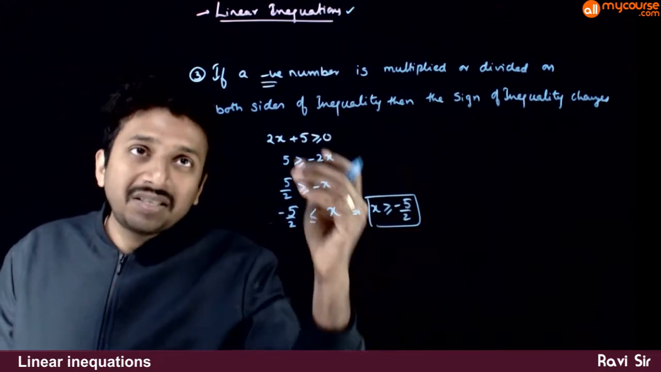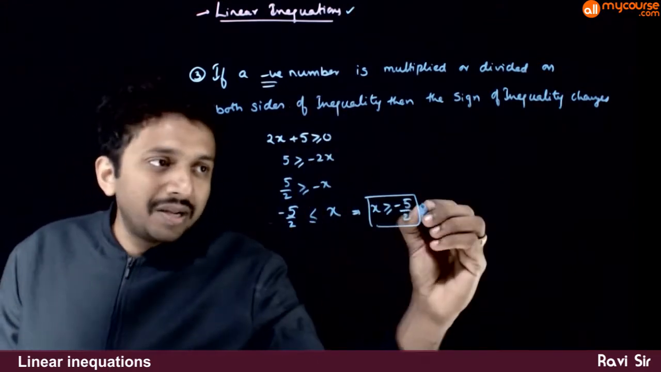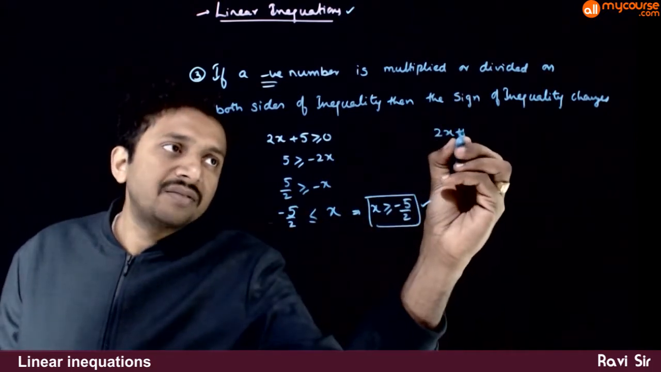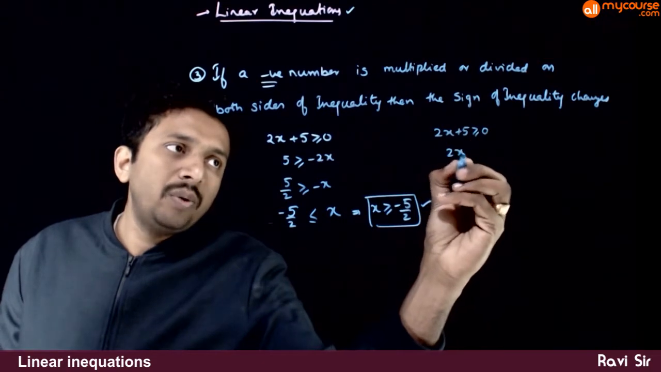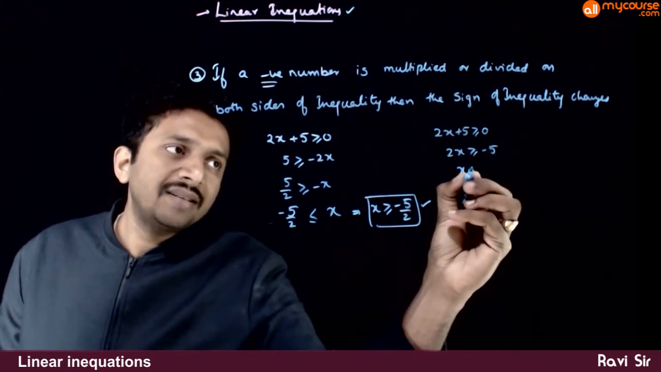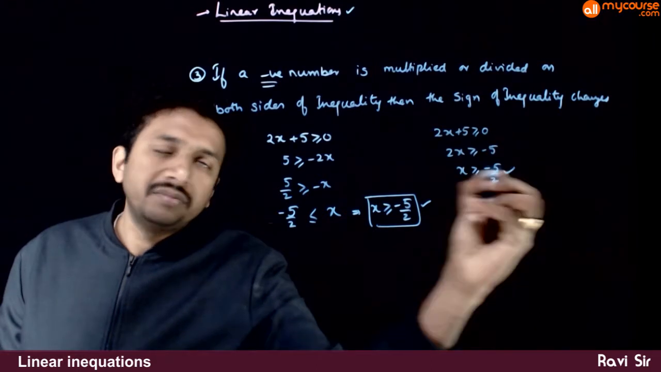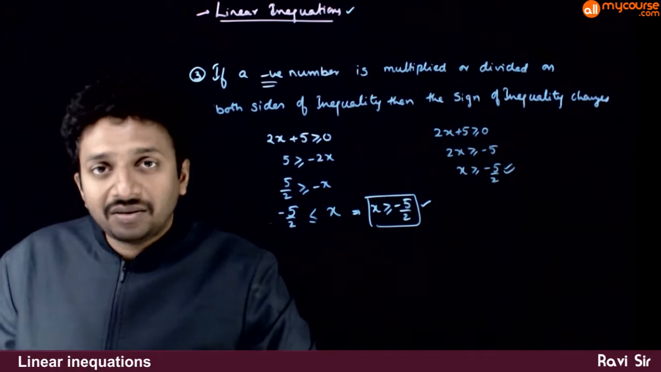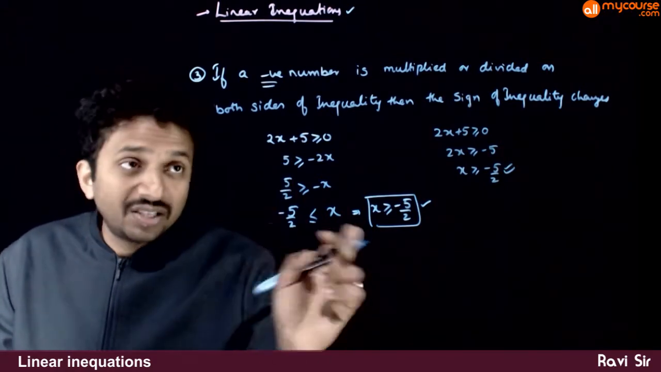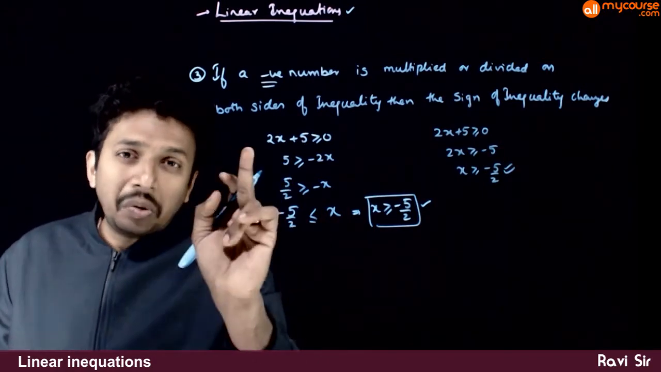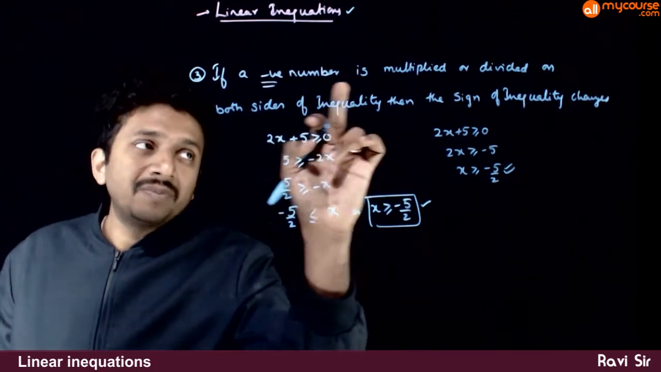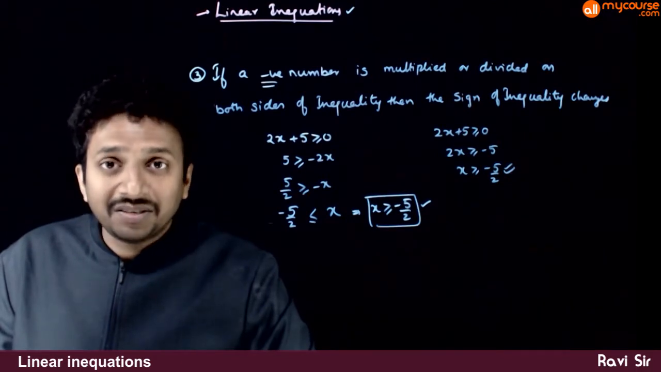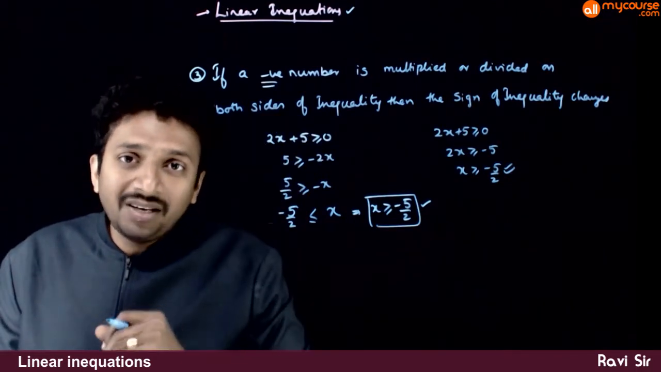So once you have consistently used the rules of inequalities, you get the same answer whatever method you use. So 2x plus 5 greater than or equal to 0, 2x greater than or equal to minus 5, x is greater than or equal to minus 5 by 2. And here also you got x greater than or equal to minus 5 by 2. So this is the right solution to the inequality. This is a very simple rule. If a negative number is multiplied or divided, then the sign of inequality changes. You have to remember this. This is the most critical point in linear inequations.